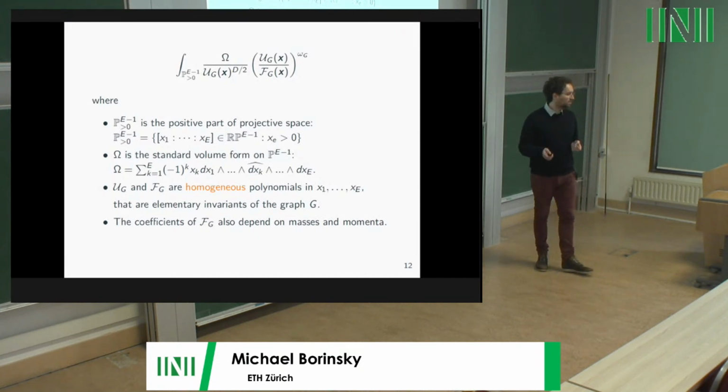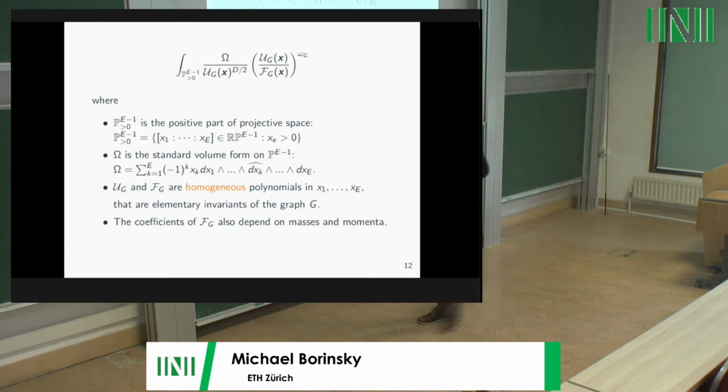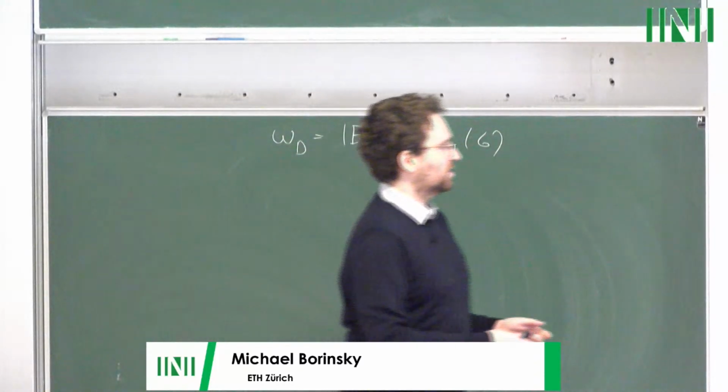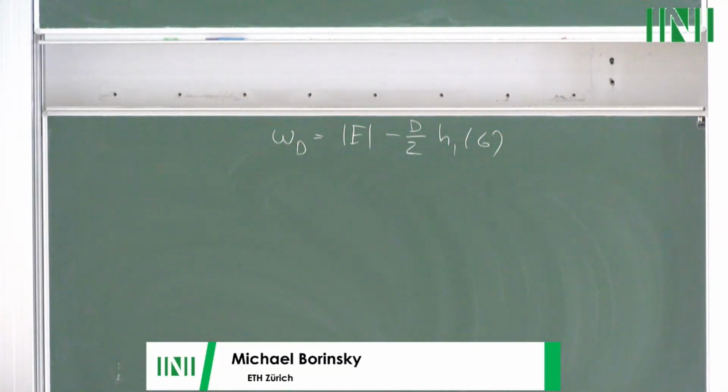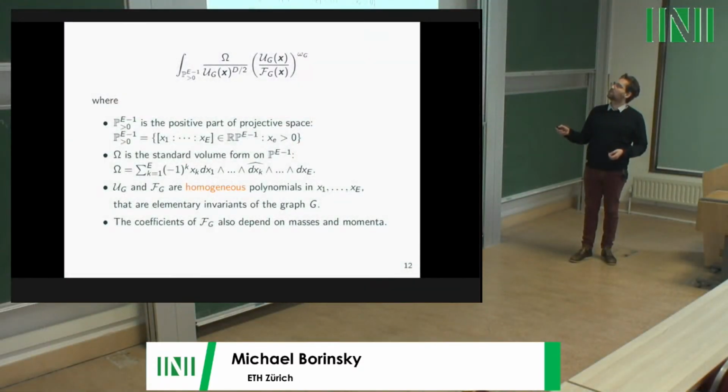I could also write it down, but I don't see any chalk. So h1g is the number of loops of the underlying graph, and e is the number of edges. That's just an invariant of the graph. Another explanation is that this omega g forces the whole thing to be of degree 0, such that it is an honest projective integral.